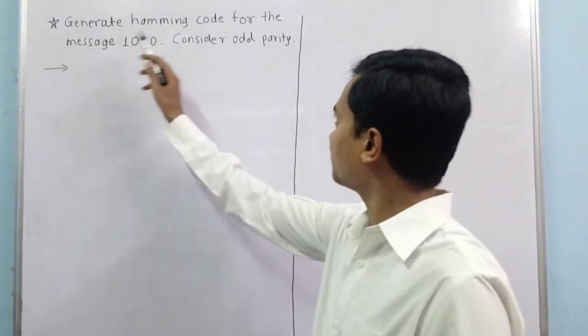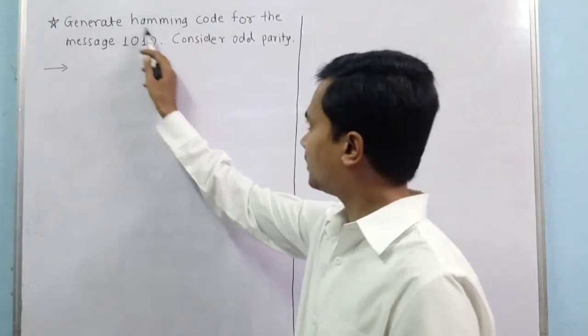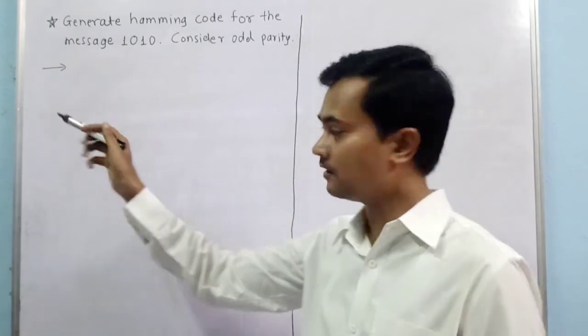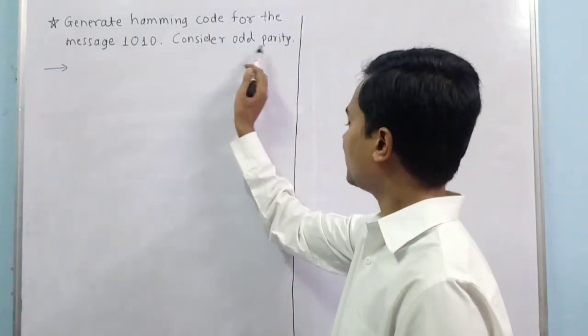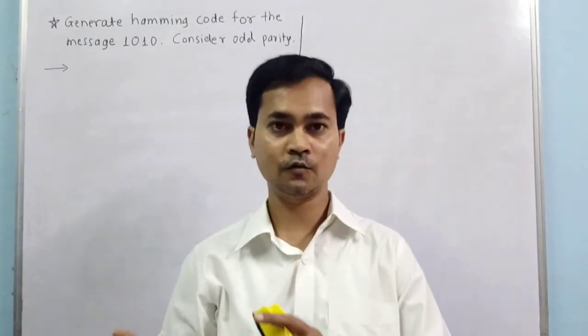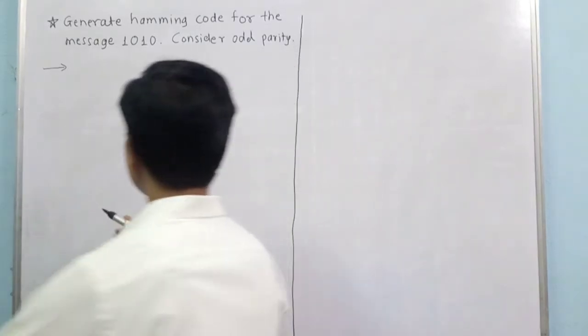Generate Hamming code for the message 1010. So this is a 4-bit message that has to be transmitted by the transmitter. Okay, and they have given odd parity. So here odd parity bits should be added with the message bits for the transmission purpose. So let us start with the solution.